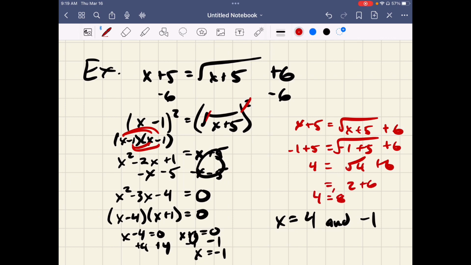And I know 4 does not equal 8. So I'm not going to use that negative 1 as part of my solution because it is extraneous. And the only solution I have is x equals 4.